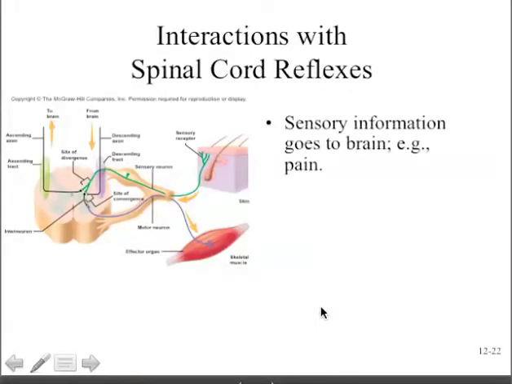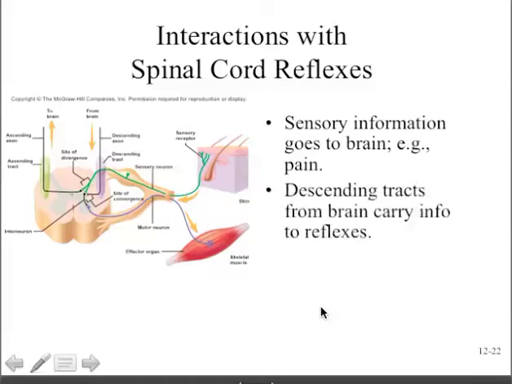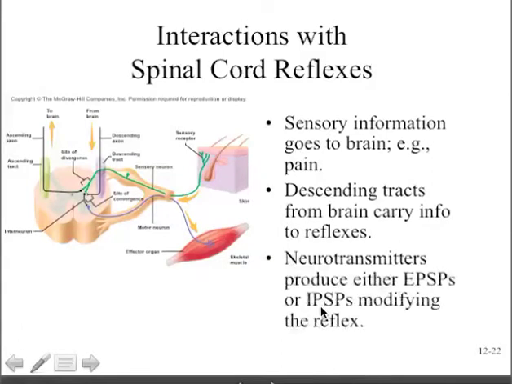Now, sensory information is also going to go to the brain, but it kind of gets there after the fact. And it's important for the brain to be aware of it, but it's not absolutely necessary for the brain to operate for the reflex to execute. In fact, they've shown in animal models that you can cut off information going to the brain and the reflexes will still respond. Descending tracts from the brain carry information to the reflexes, and neurotransmitters are going to produce either excitatory or inhibitory postsynaptic potentials, which will modify the reflex.